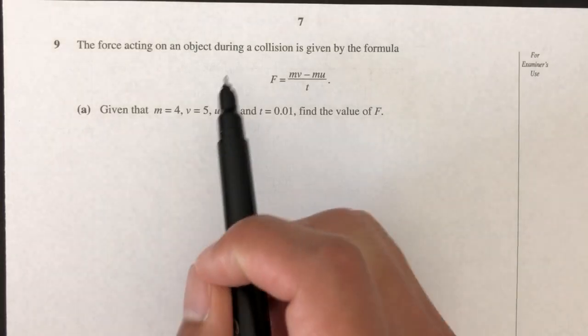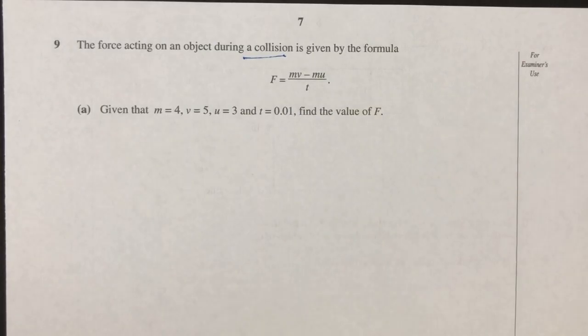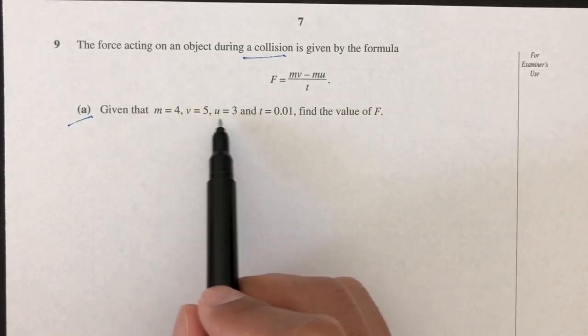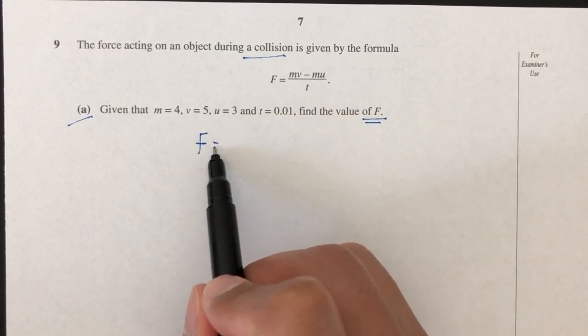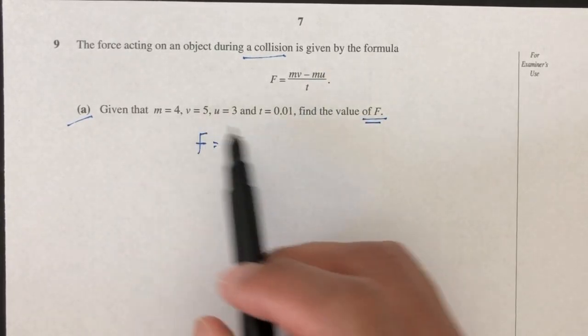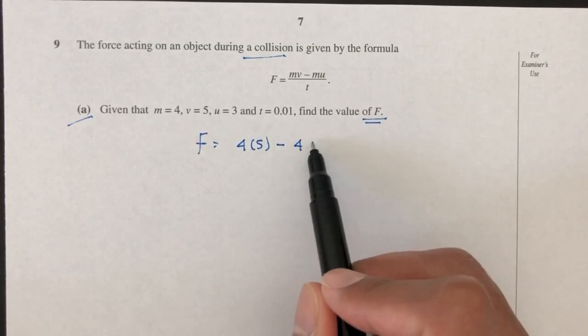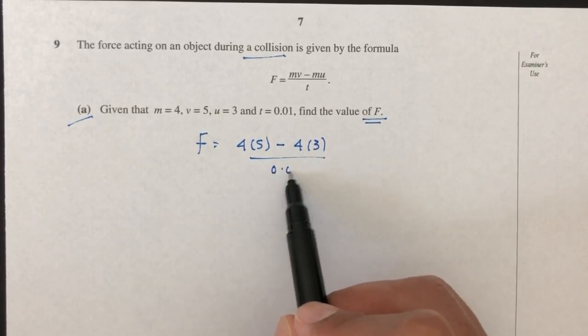The force acting on an object during a collision is given by this formula. Now, part 1, given that these are the values of m, v, u, and t, find the value of f. So let's do that. We just have to replace in this equation. So m is 4 times v minus 4 times u, divided by 0.01.